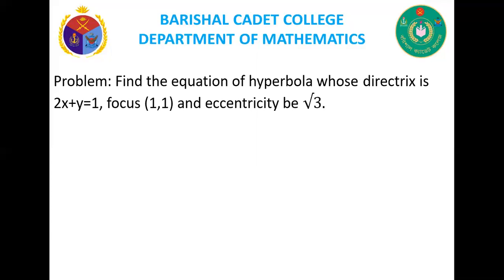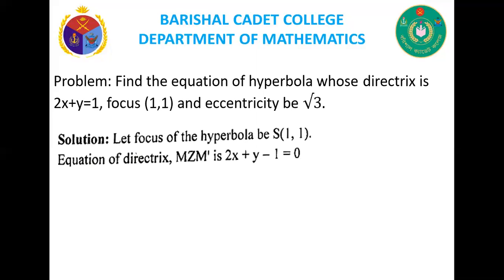Now another problem. Find the equation of the hyperbola whose directrix is 2x plus y equal to 1, focus is (1, 1), and eccentricity is root 3. So let us start. Let the focus of the hyperbola be S, and the equation of directrix MM' is 2x plus y minus 1 equal to 0.